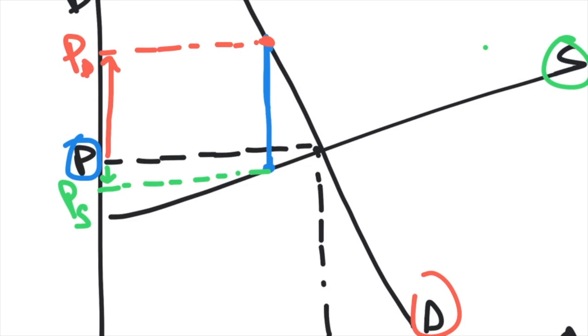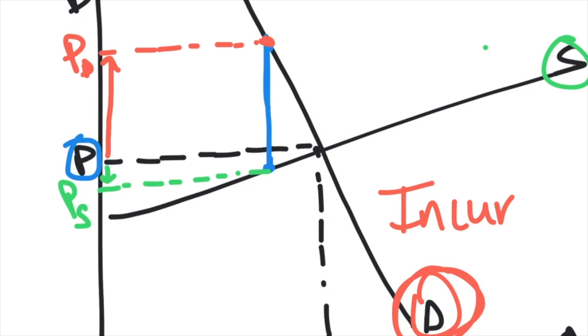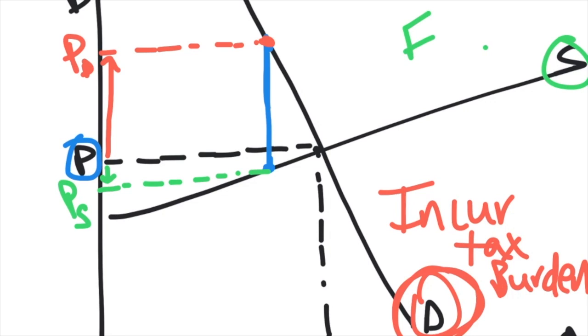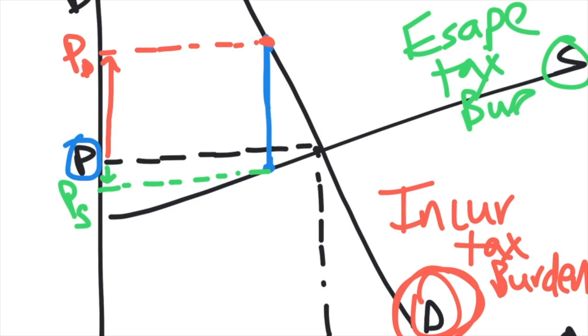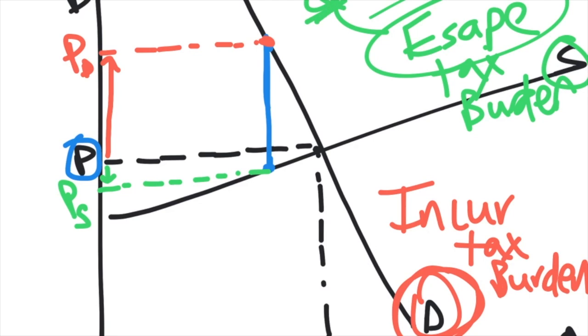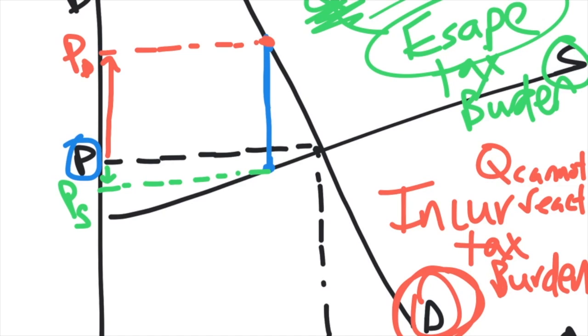Now, why is it like that? Well, because the demand curve is very inelastic. And inelastic means they're going to incur the tax burden. Another thing to memorize is that elastic means they escape the tax burden. Why does elastic mean escape? It means they can run away. The quantity can react a lot. Over here, they incur because the quantity cannot react. The quantity has to stay basically the same.